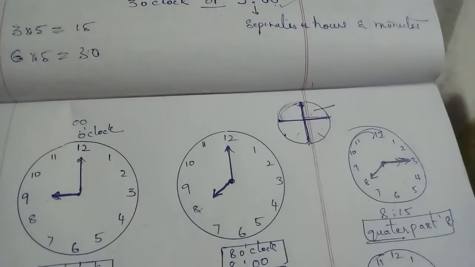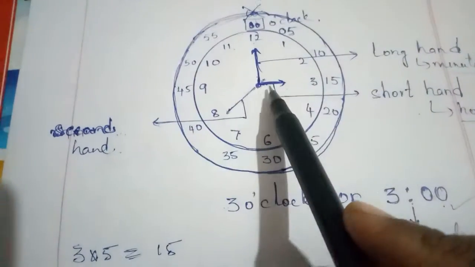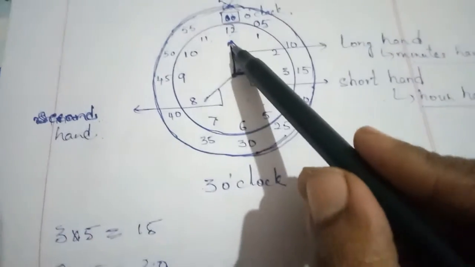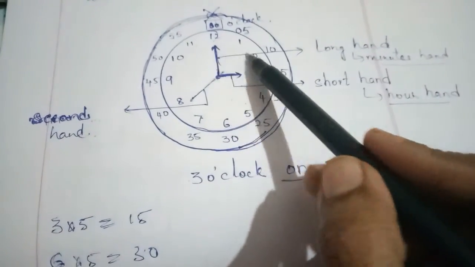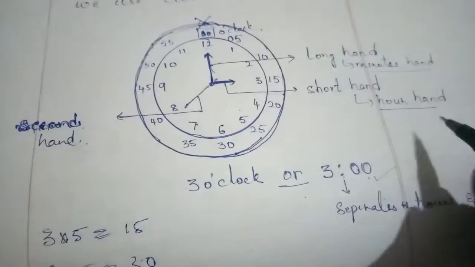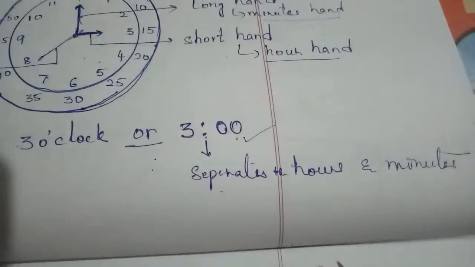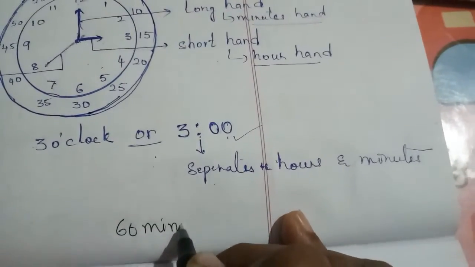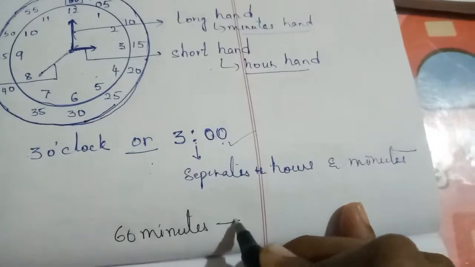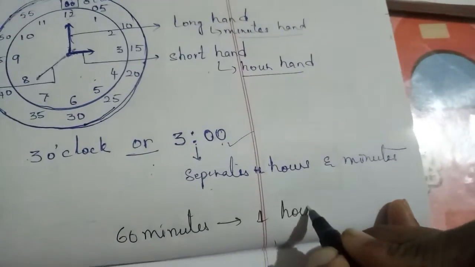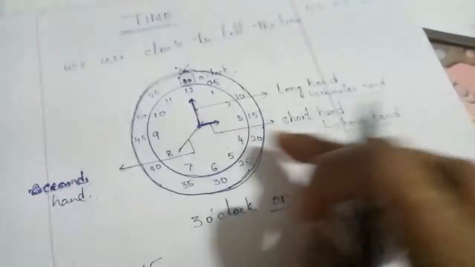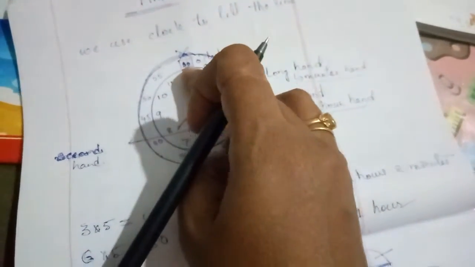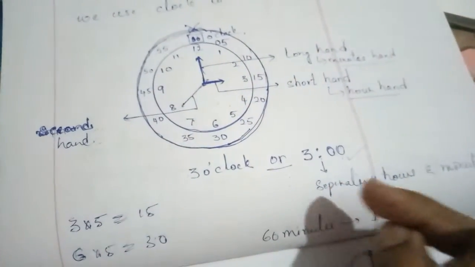Or else 9 o'clock. And one more thing, Nana, if the clock takes one round from 12 to 12, it means 1 hour, means 60 minutes. 60 minutes makes an hour. If the clock moves from 12, it starts from here and takes one round, that means 1 hour. 60 minutes is 1 hour.